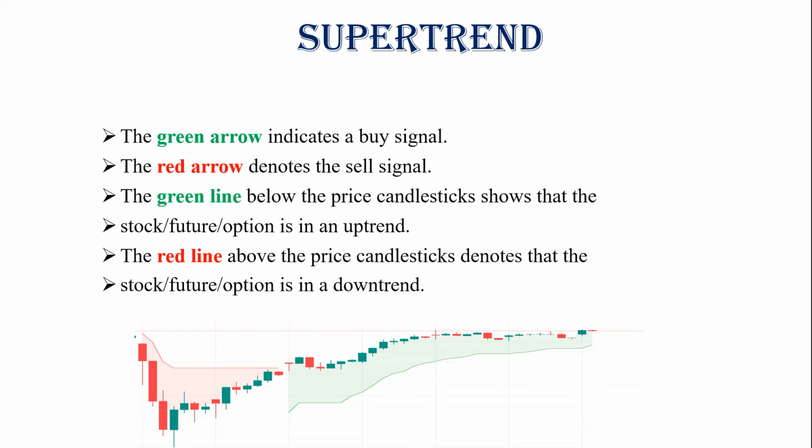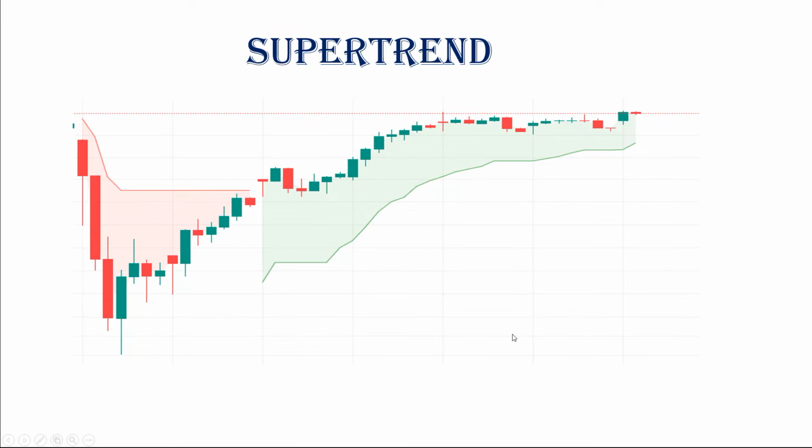We can use the SuperTrend in any time frame. We can change that to 15 minutes, 5 minutes, 1 hour, any time frame, in order to find the trend of the particular stock or option or future. Here this is the SuperTrend. If the price is below this red line, the trend is bearish, and if the price is above the green line, the overall trend is bullish. It depends upon which type of trader we are and the time frame we are using.